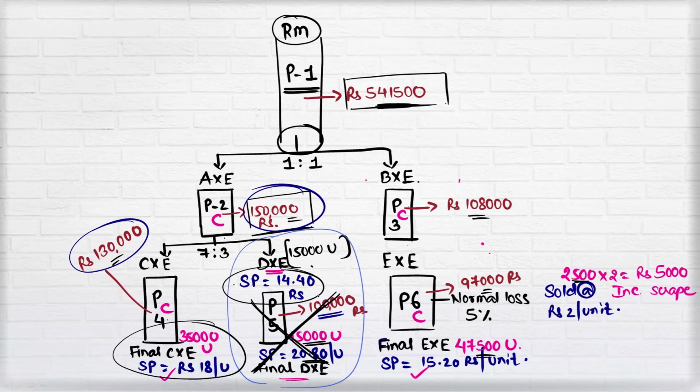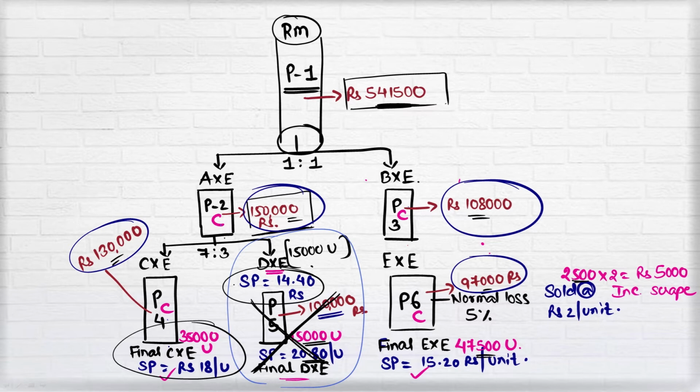What will be the further manufacturing cost in BXC? Please understand. This is 1,08,000 which is compulsory. This is 97,000 which is compulsory. Now please concentrate. Here the concept of process costing will come into the picture.